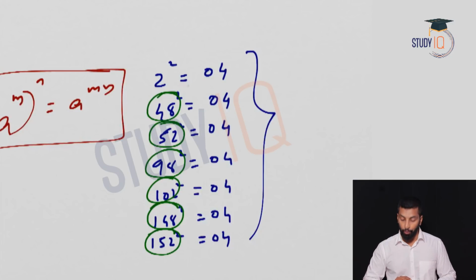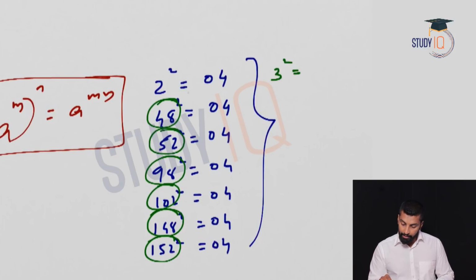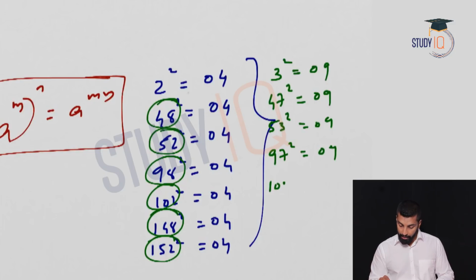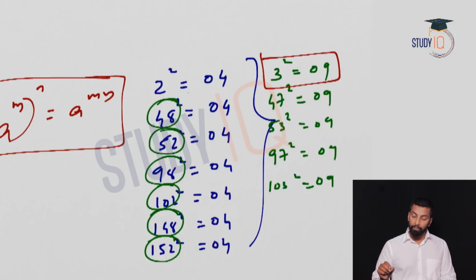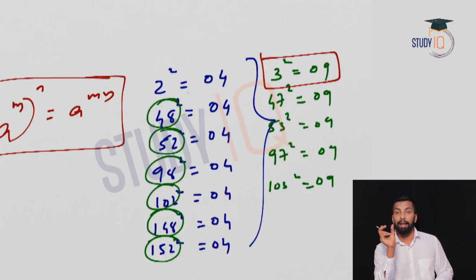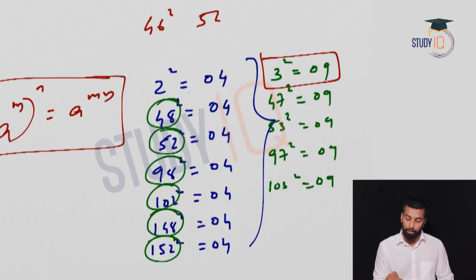And not only in the case of 2: if you take 3, 3 square is 09, so 47 square will be 09, 53 square will be 09, 97 square will be 09, 103 square will be 09. So multiples of 50 minus 3 or plus 3, that means 200 minus 3, 200 plus 3, 250 minus 3, 250 plus 3, all will be ending in 09. Now you can take minus 4 plus 4. Multiples of 50 minus 4 or plus 4 will be ending in 16, that is 4 square. So 46 square will be ending in 16, 54 square will be ending in 16, 96 square will be ending in 16.